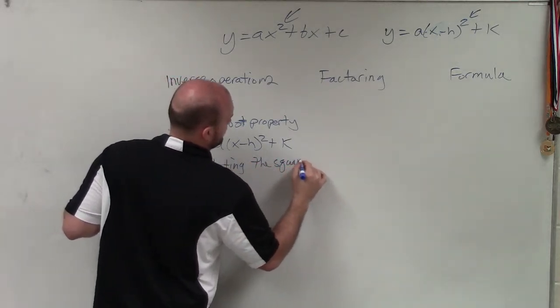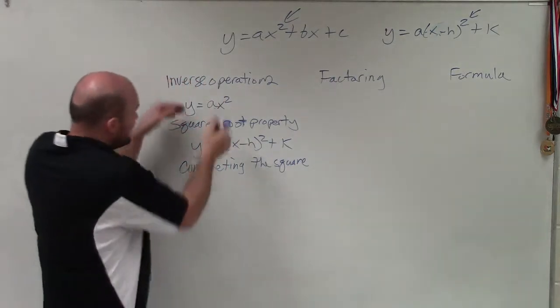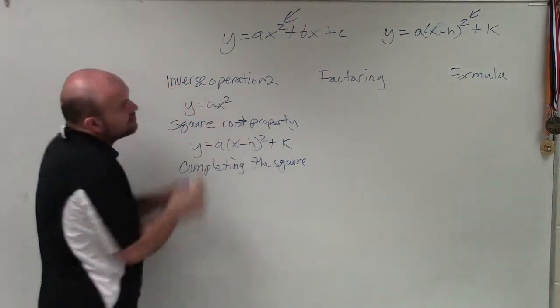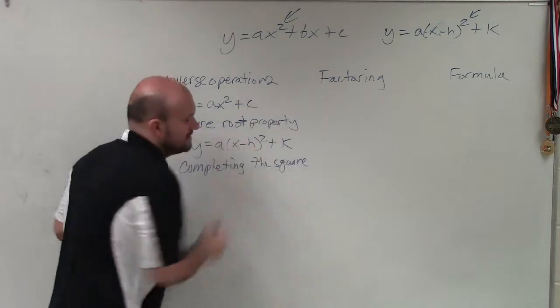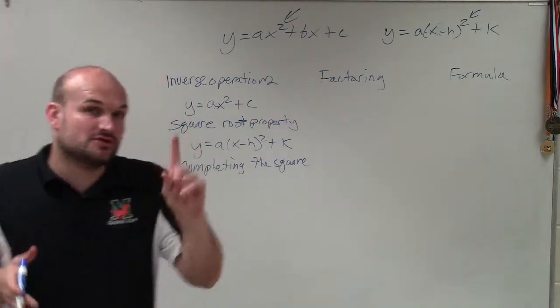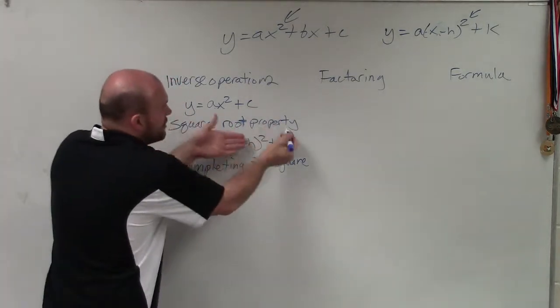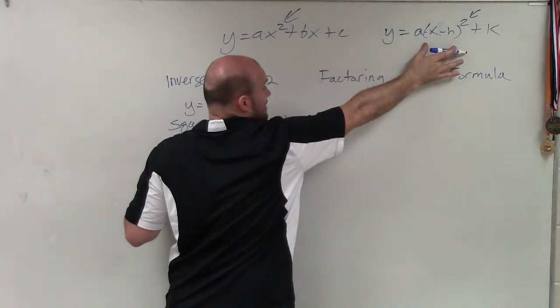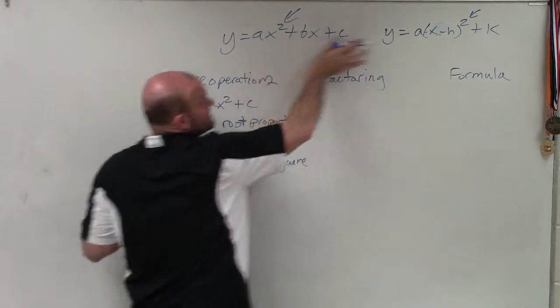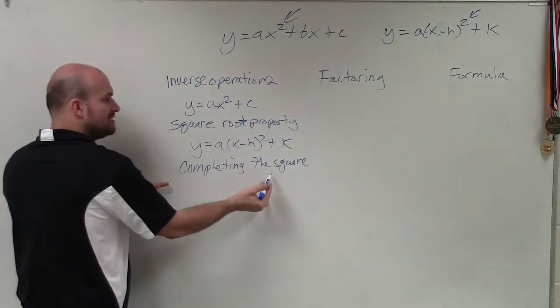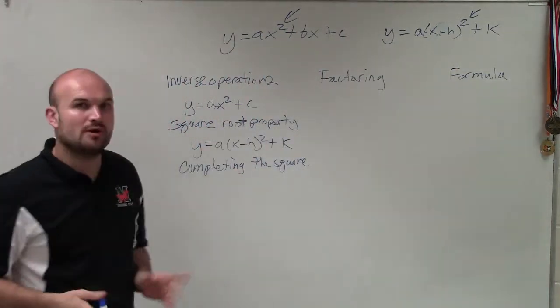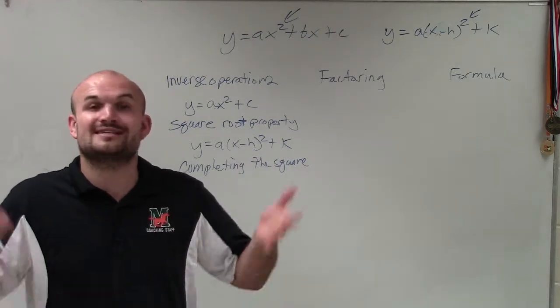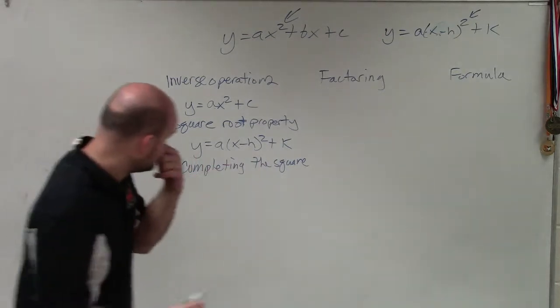So if you want to solve a quadratic and it is in y equals ax squared, and actually you can have plus c, sorry. If you have it in that format where there's only one x and a squared, you can apply the square root property. Or if you have a quadratic in vertex form, or you transform it into vertex form by completing the square, you can also use the square root property, commonly used as our inverse operations, to solve.